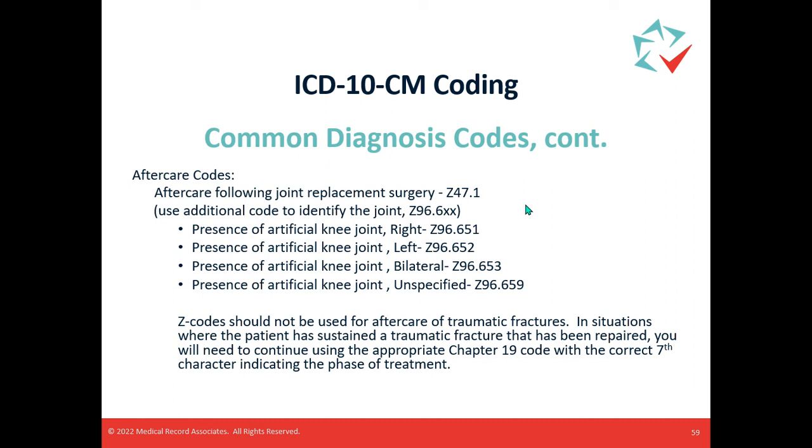Again, aftercare. The aftercare code is Z47.1. Be sure to use a status code in the Z96.6 section to identify the presence of the artificial knee based on your laterality. And remember, for traumatic fractures, aftercare does not get that Z code. You're going to code to the fracture with the appropriate 7th character indicating a subsequent encounter.